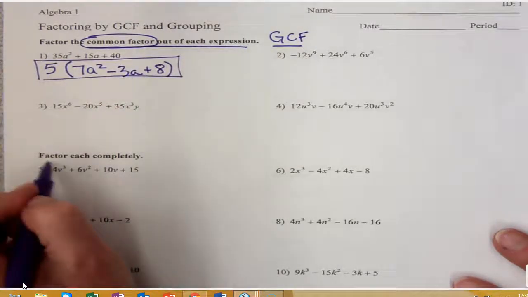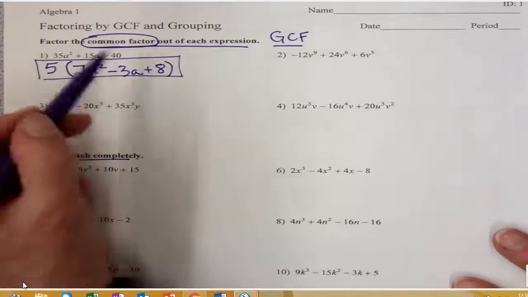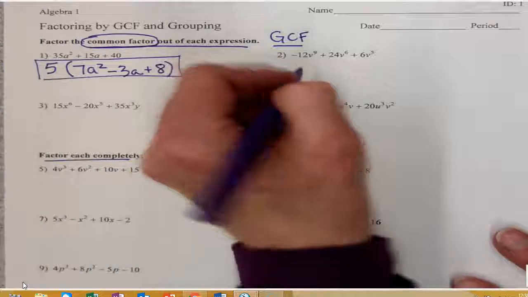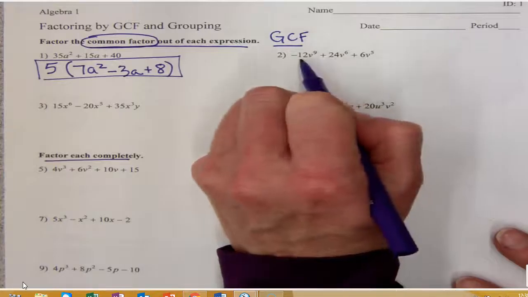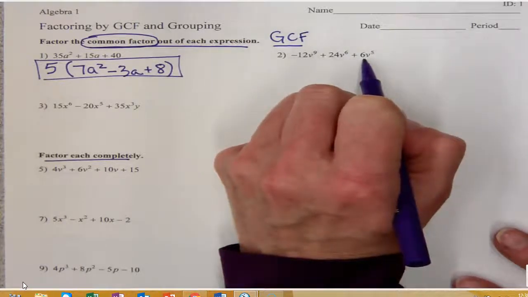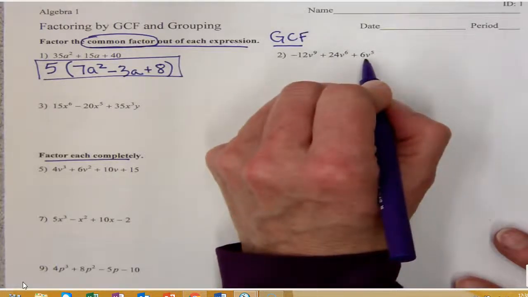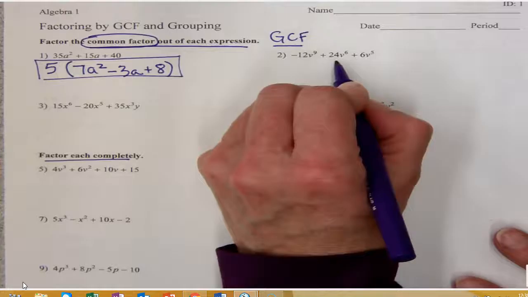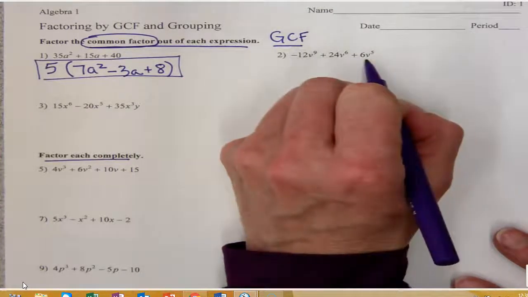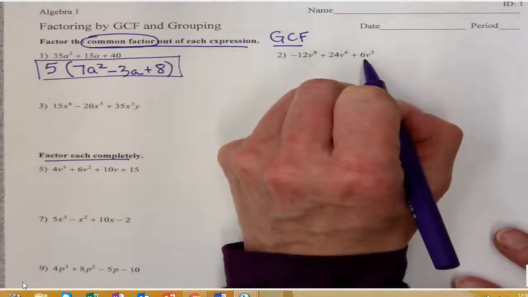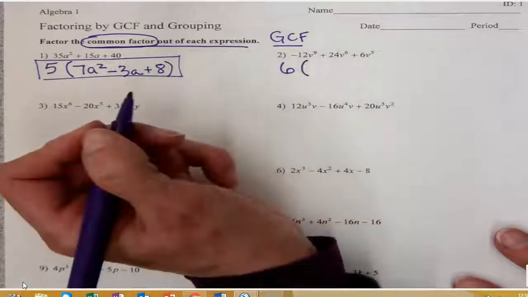If it said factor each completely, then we would need to break this down further. But this one's just talking about the GCF. So in this one, what's my greatest common factor? I see that 6 is my biggest number, so I'm always going to try and start with 6. Does 6 go into 12? Yes. Does 6 go into 24? Yes. So then I know that 6 is going to be my largest factor because 6 goes into 6 one time. That's going to be my largest, and hopefully it'll go into all of them.